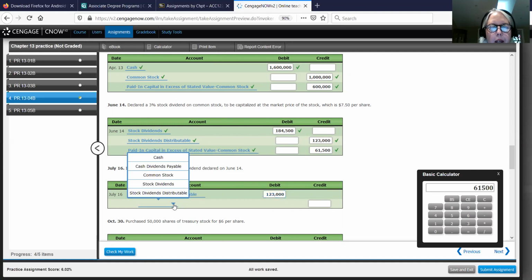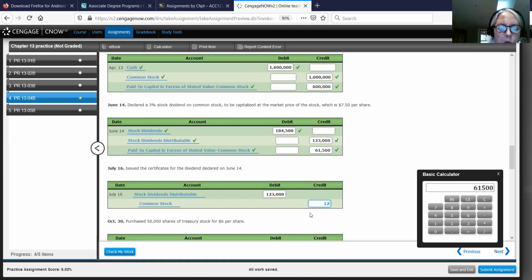We will credit our common stock account for $123,000. This is where we're actually giving our shareholders their share of common stock. We're distributing it to our common stockholders at $123,000.